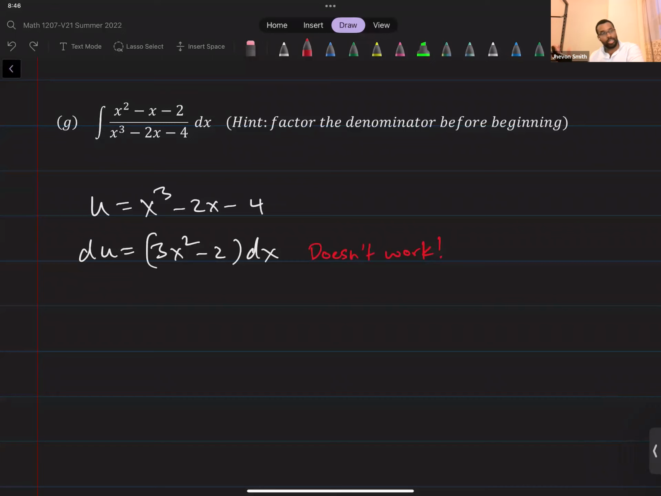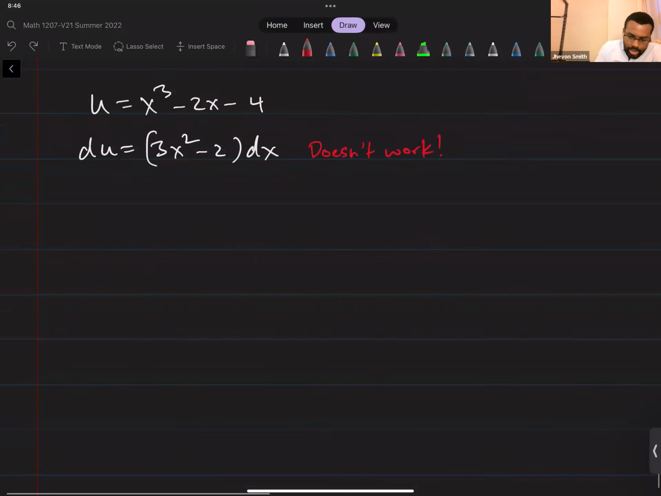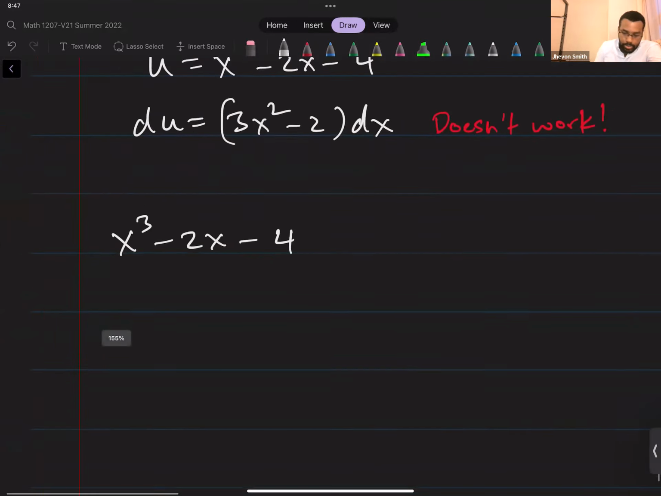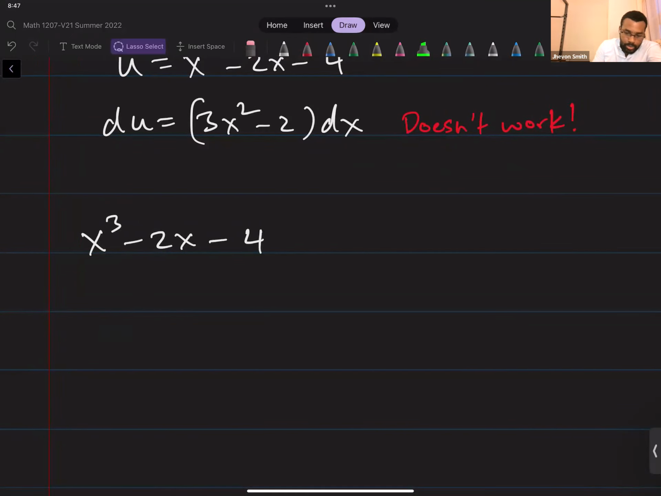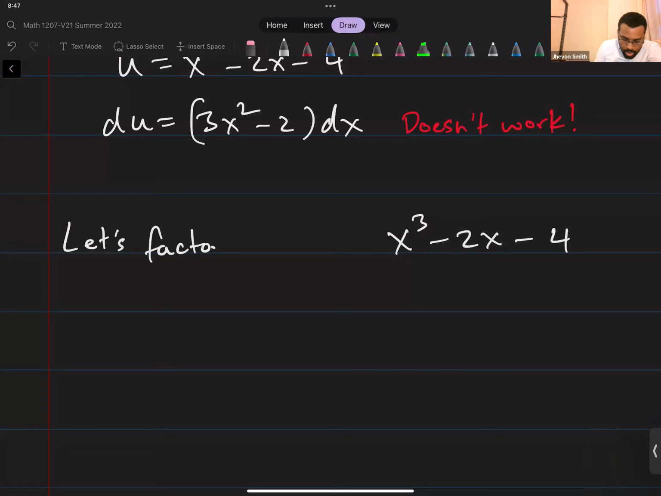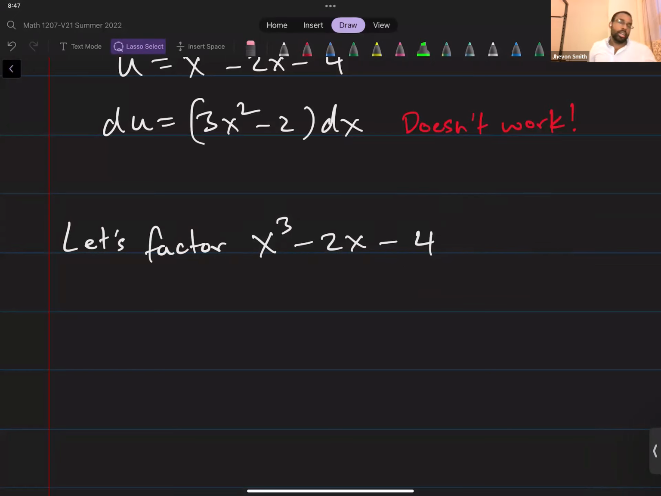like an obvious factor by grouping or something like that. So let's actually work on factoring this guy and remind you of some things that you did learn in pre-calc, but it's probably been a while since you had to do anything like that by hand. So let's factor.